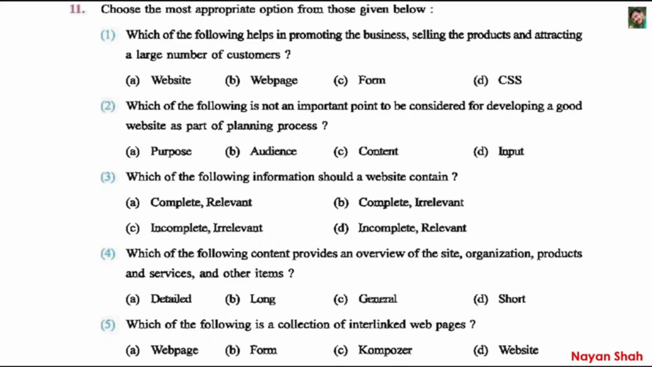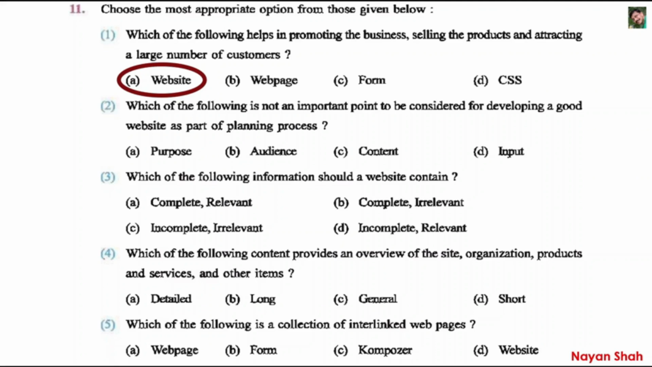Moving over to chapter 3, website designing. Chapter 3, creating simple website using Composer. MCQ 1. Which of the following helps in promoting the business, selling the products, and attracting a large number of customers? It is very obvious, very simple to answer this. So I am not asking anything in detail for you also. You also would be knowing that the answer is website. A website helps in promoting business, selling products, and attracting a large number of customers.